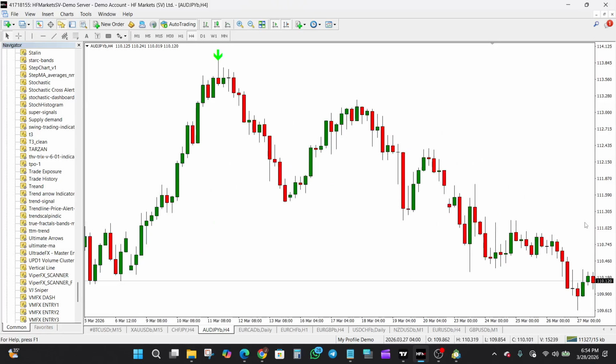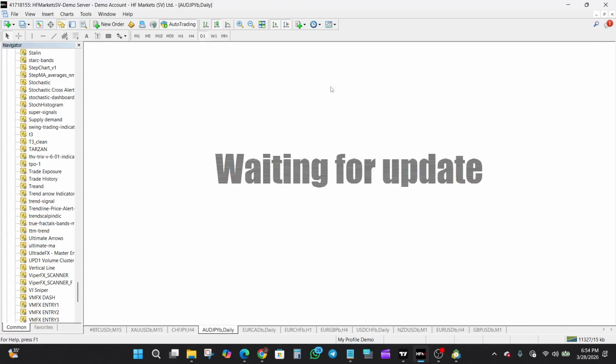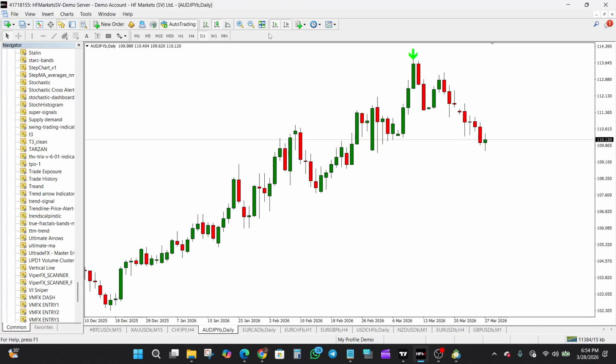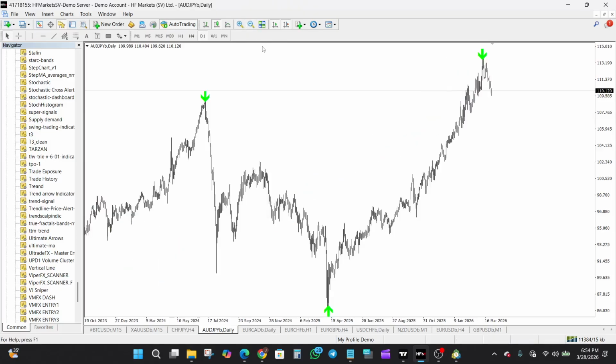Alright, so when you have a downward arrow, simply it's a sell signal. When you have an upward arrow, simply it's a buy signal. Pretty straightforward. Okay, so it plots reversal signals on the chart, trend reversal signals, helping the trader to identify price swings.